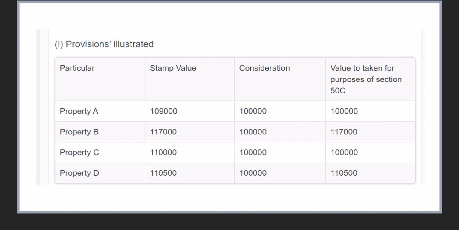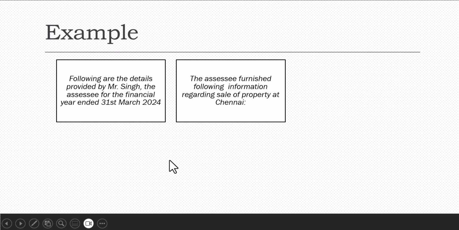It should exceed 10%. Then only the capital gains have to be paid at the stamp value, and not at 1 lakh. Suppose it is 1,10,500. In that case, the capital gains will be paid at 1,10,500. Because the value may differ, this benefit was given to the assessees: if the stamp value exceeds 110% of the actual consideration, then only the stamp value will be used for paying taxes. Otherwise, the stamp duty value will be ignored. So for computing capital gains, we'll be taking this 1 lakh and not 1,10,000, because it is not exceeding 10%.